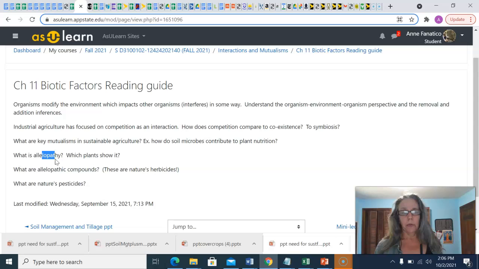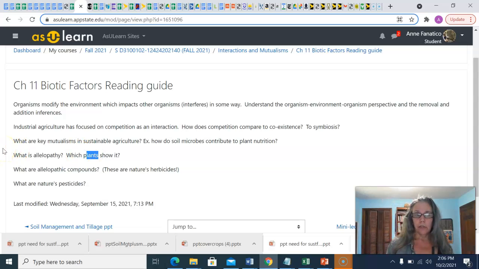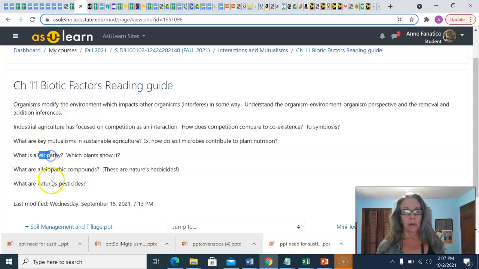Allelopathy is nature's herbicides, these types of compounds, tannins, for example, phenolic acids. These are things that inhibit the growth of other plants around a plant. And black walnut is one of the major trees that we talk about that produces juglone, an example of an allelopathic compound. But there are many plants, cover crops like rye, that also secrete allelopathic compounds.